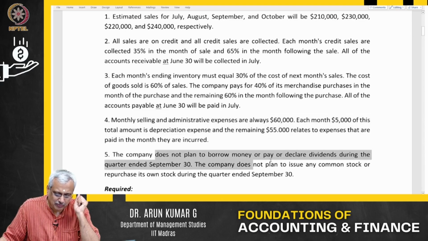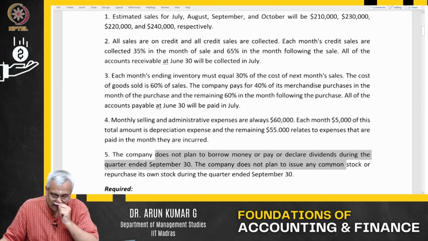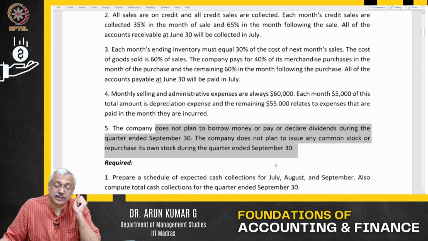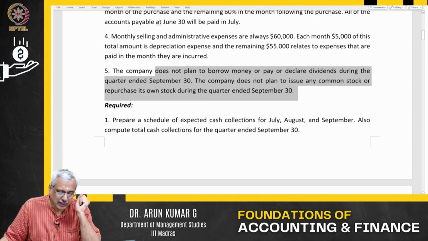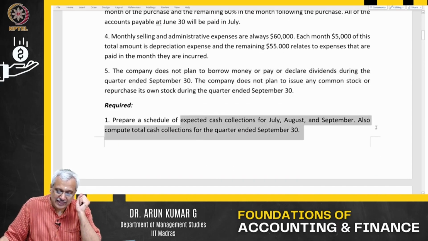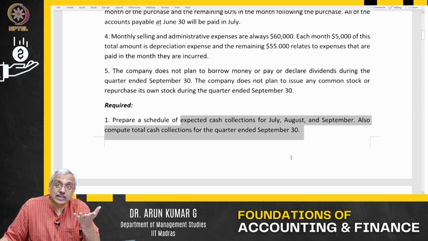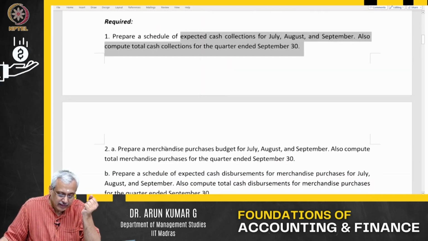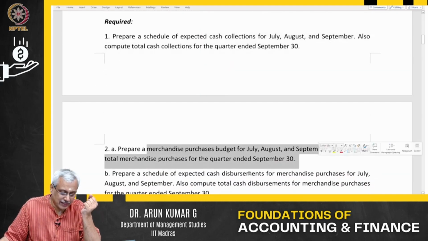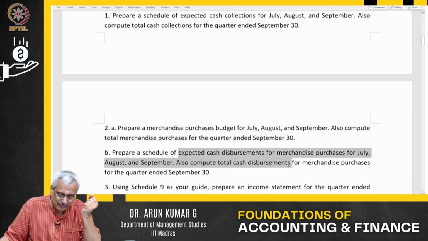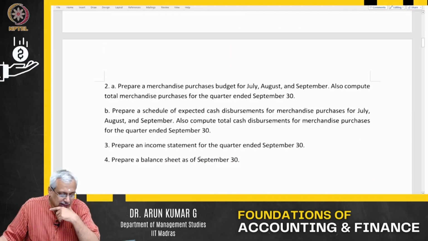The company does not plan to borrow or pay declared dividends, and so on. You are expected to look at cash collections, because ultimately I need the merchandise purchase budget, cash disbursement budget, and then the income statement and balance sheet.